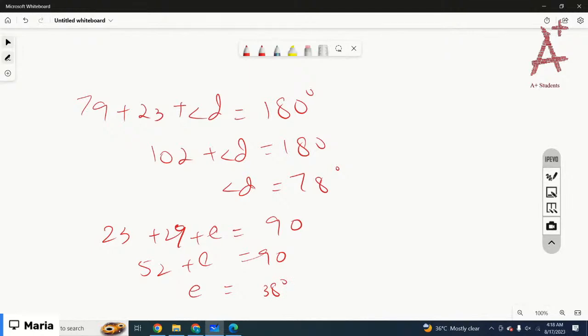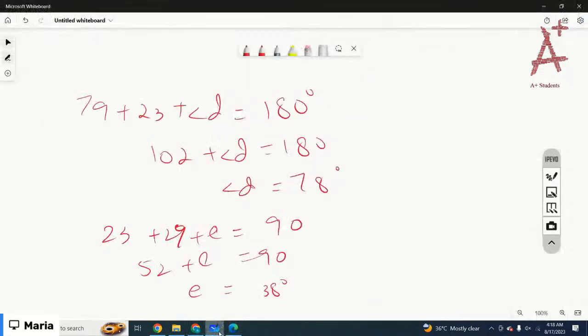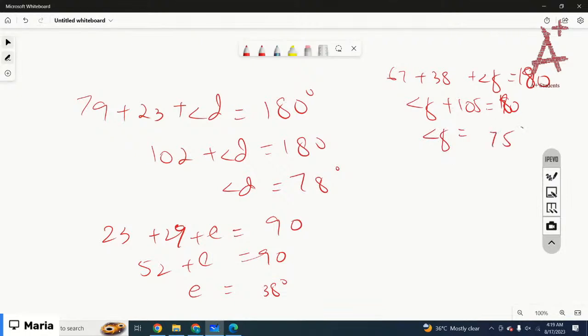You have D and E now. Okay, let's see which is the next one we have to find. We have to find F, right? You have the measure of E and 67. You can find F by adding them, equal 180. So it would be 67 plus 38 plus angle F equals, sorry, not 90, the sum of all the angles must be 180. Adding, it makes 105. So move 105 to the other side, it would be 75 degrees, right? That means angle F is 75.